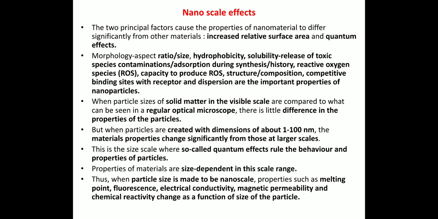These are the size scales which show the quantum effects regarding the behavior and properties of the particles. The properties of a material also depend on size in the scale range of 1 to 100 nanometers. For particles made at the nanoscale, properties such as melting point, fluorescence, electrical conductivity, magnetic permeability, and chemical reactivity change as a function of particle size. In short, the summary of the effects of the nanoscale is that they depend on two important principles: surface area or surface tension, and the quantum effects.